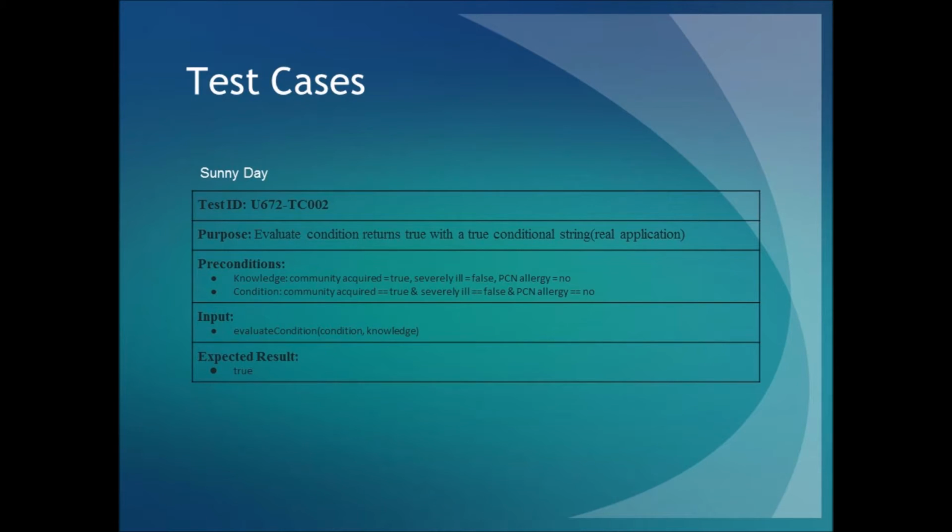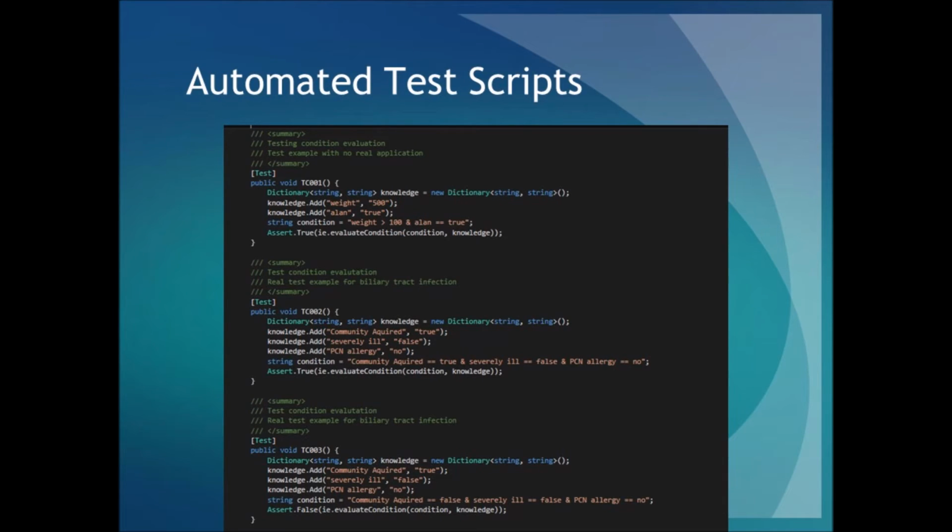A knowledge base that contains the proper knowledge and a condition which ought to return true are passed to the function. It is expected to return true. A rainy day test case we have is this one, which changed the rule conditions so that the community acquired should be false, but the knowledge base maintains that the community acquired is true, so this condition should return false. Here are some screenshots of the automated scripts for these test cases.